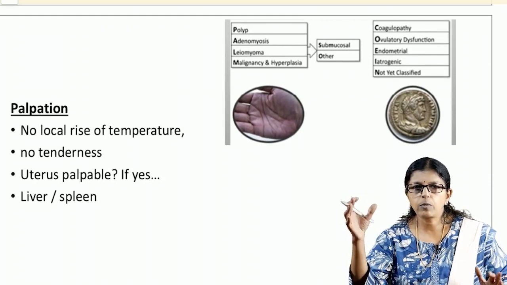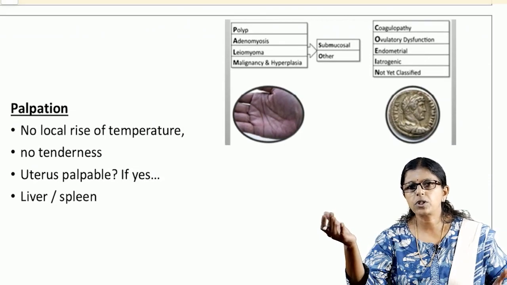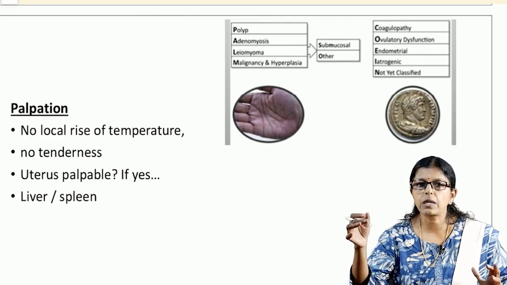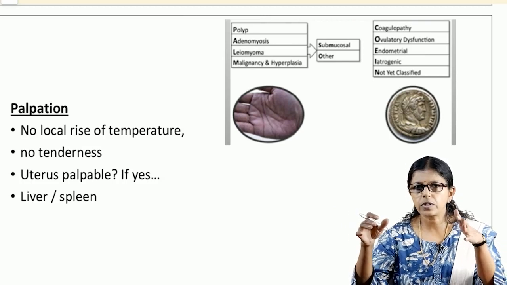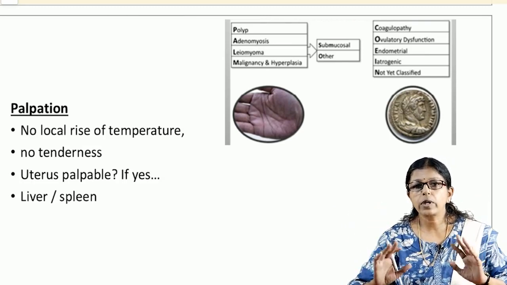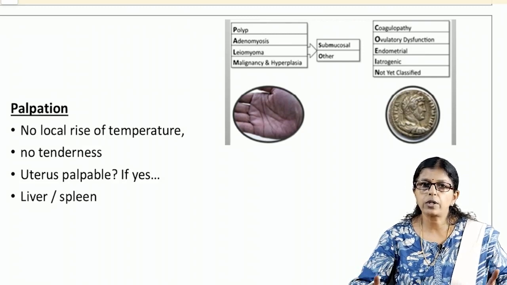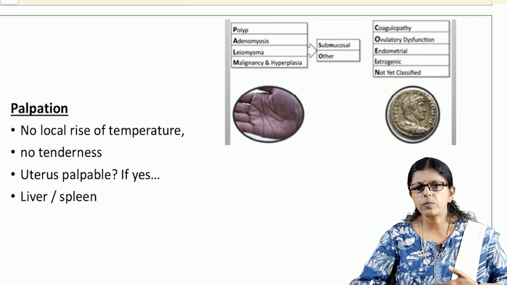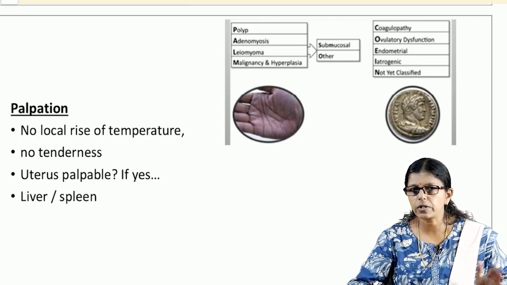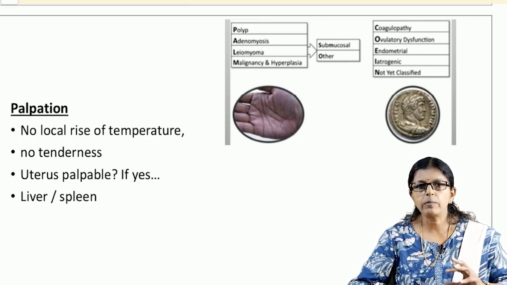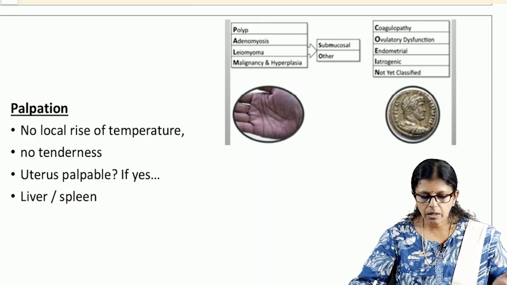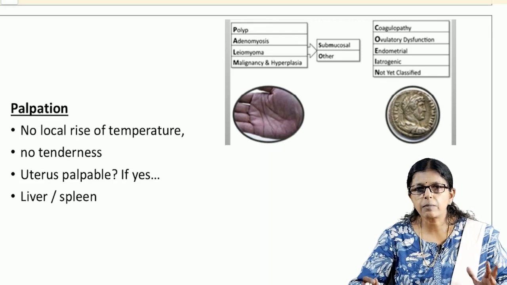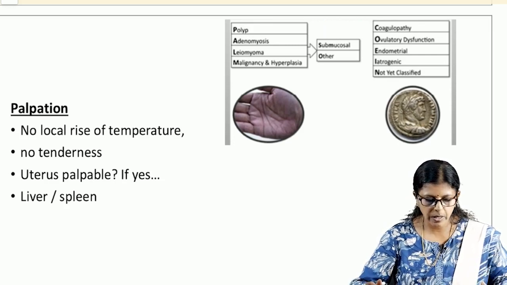With a polyp, you may not be able to find anything on abdominal palpation. With adenomyosis, sometimes the uterus is enlarged to just above the symphysis pubis. You don't get a huge enlargement like you find in a fibroid. The uterus will usually be 12 to 14 week size, that means it will be just palpable above the symphysis pubis. But with a leiomyoma, you might get a larger mass. With malignancy or hyperplasia, only sometimes will you find that the uterus is palpable. Sometimes you might find that per abdomen there is no mass that is palpable.